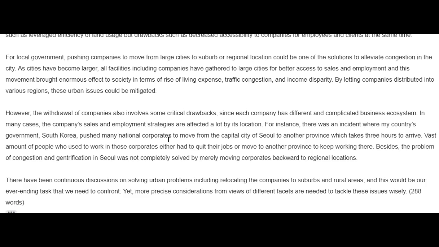Yet, more precise considerations from views of different facets are needed to tackle these issues wisely. All right, that's fine. I think you have some information here to help you improve this essay, and information that will help you understand where the weak areas were. The grammar was mostly good. The vocabulary was appropriate, but there are just some weak areas in terms of the task achievement. So those are the areas that I want you to really, really focus on.